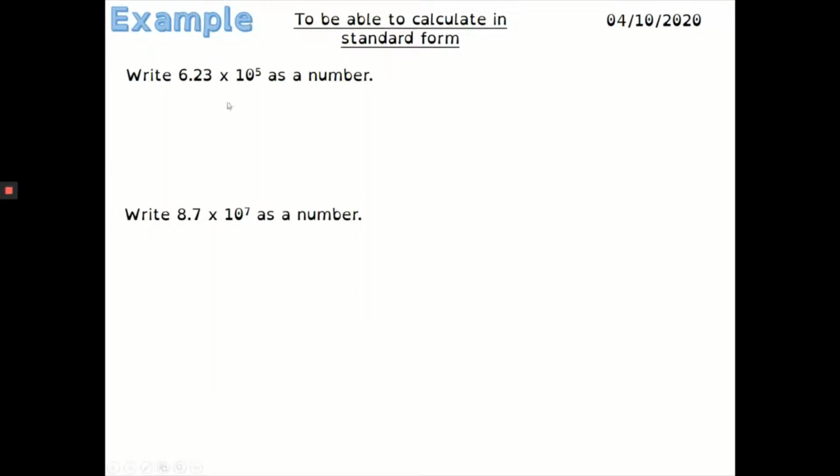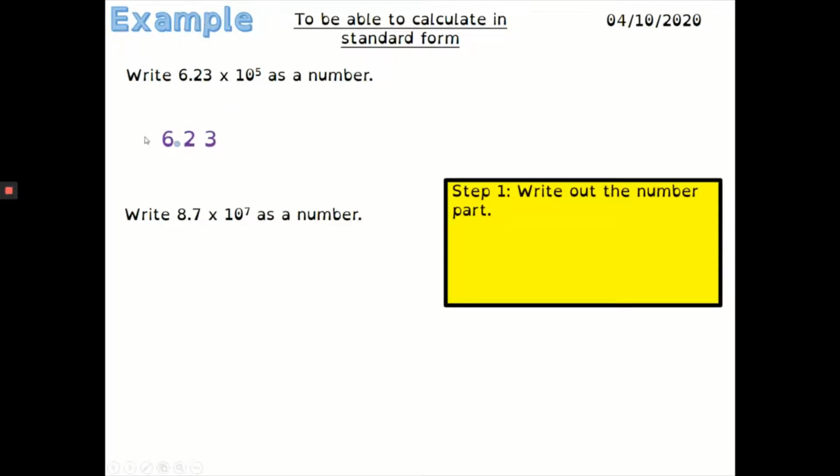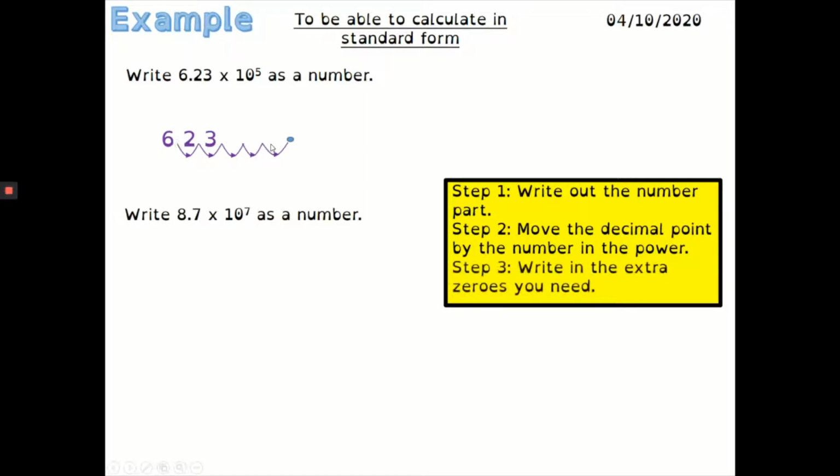Now, let's pretend I've got a number in standard form and I want to write it as a regular number. So for 6.23 times 10 to the power of 5, what I'm going to do first is write out the 6.23. Now, because I'm multiplying it by 10 to the power of 5, I would effectively be moving that decimal point to the right 5 times. So that's what I'm going to do. My decimal point will move from here to here. All I then need to do is place in my zeros, and that tells me that 6.23 times 10 to the power of 5 is 623,000.